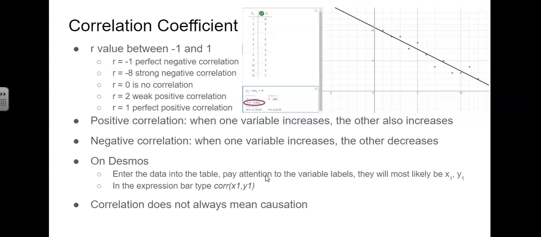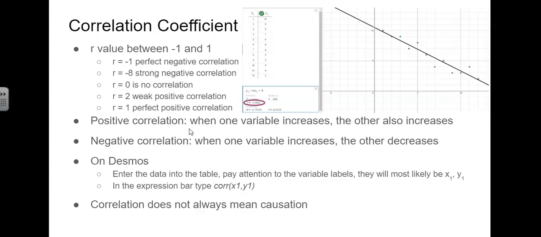Correlation coefficient is an R value, so R is the variable that's used. It's an R value between -1 and 1. If R is equal to -1, you have a perfect negative correlation. If R is equal to 1, you have a perfect positive correlation. If R is equal to 0, then there is no correlation.